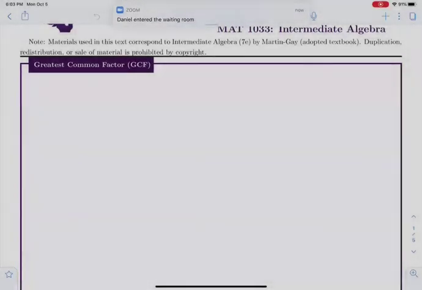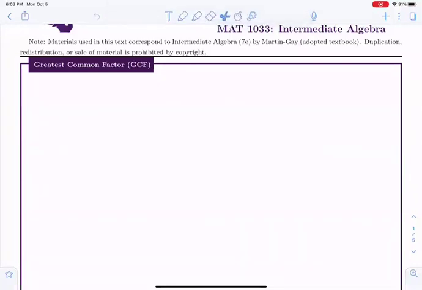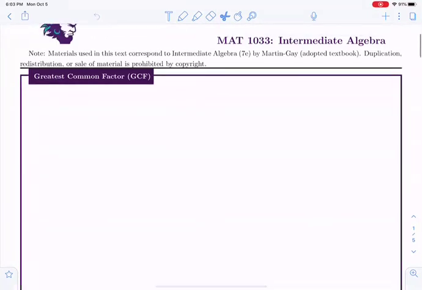So one of the most important things in algebra is factoring. And generally speaking, in mathematics, factoring is quite important because it helps us write things in a nice way and it's quite organized. So what is factoring?